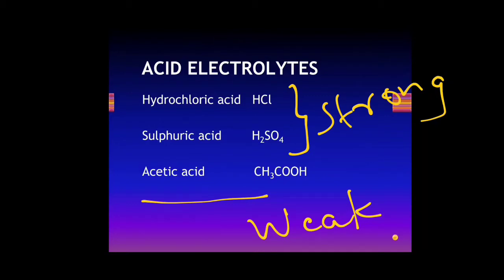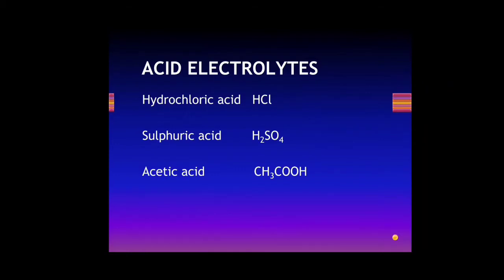The only thing is, strong acids will act as a strong electrolyte, whereas a weak acid will act as a weak electrolyte. And why is it so? Because strong acids will be able to conduct more electricity than weak acids. Weak acids will not be able to conduct so much electricity. That's why it will be a weak electrolyte. We will see that in the next topic.